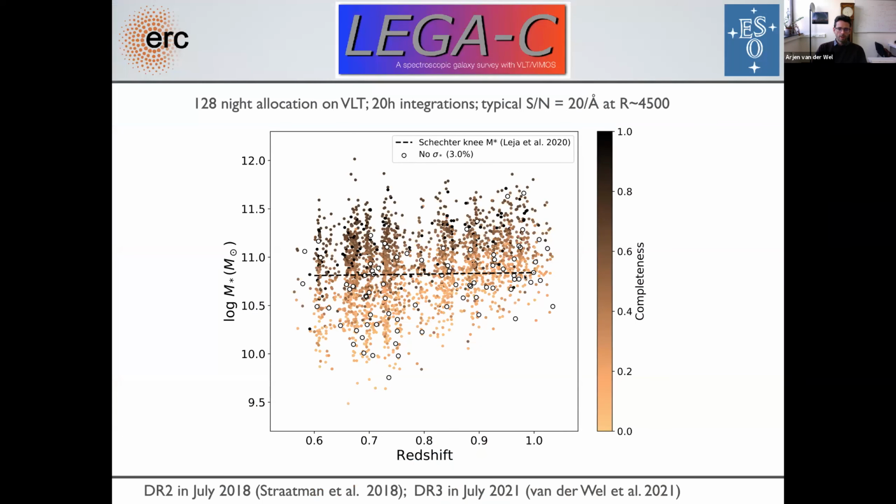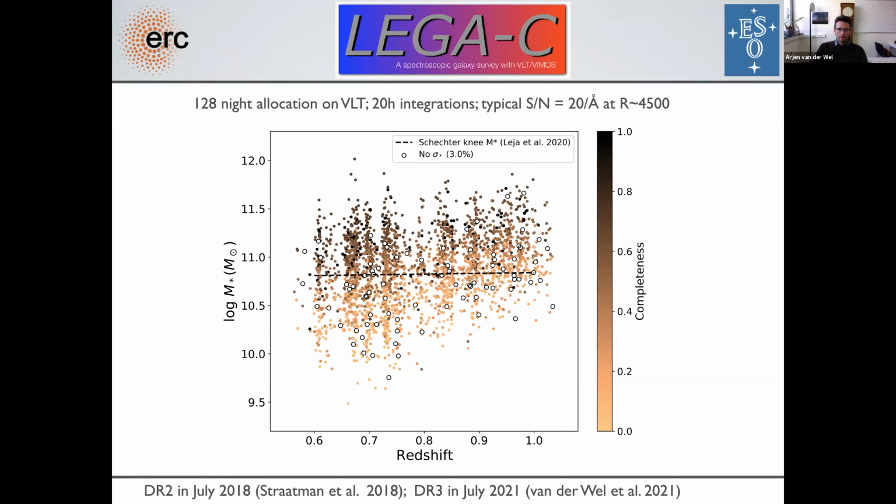So one more plot on the sample. Here's the stellar mass as a function of redshift, and here's the knee of the stellar mass function. Here you see that LEGA-C really targets the high mass end of the mass function, but not only the very high mass end where the ellipticals live, but we go well below, especially at the lower redshift end. So we basically sampled the galaxy population around the knee of the stellar mass function, where most of the stars live and where most of the new stars are born.